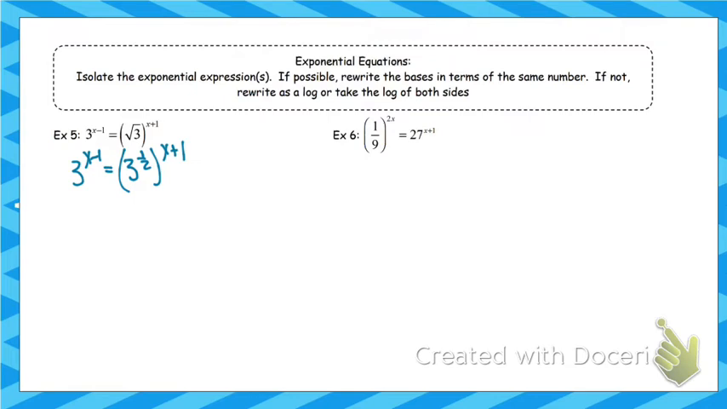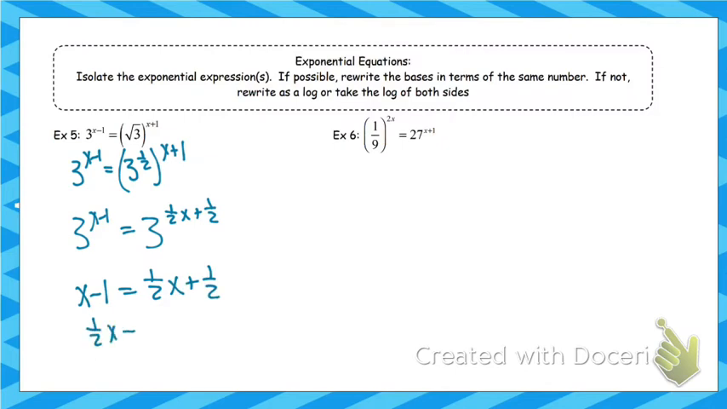Since it's 1/2 to the x plus 1, I can multiply those together. So that's 1/2 x plus 1/2. And now, since my bases are the same, the only thing I have to solve are the exponents. So then I'm going to subtract 1/2 x from both sides. I'm going to add 1 to both sides. And I'm going to multiply by 2. And I get my answer.